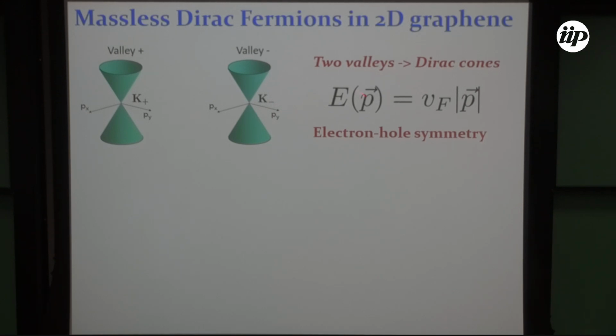So you all know that there is a nice linear dispersion between energy and momentum in graphene that we can derive from the tight binding model quite easily.